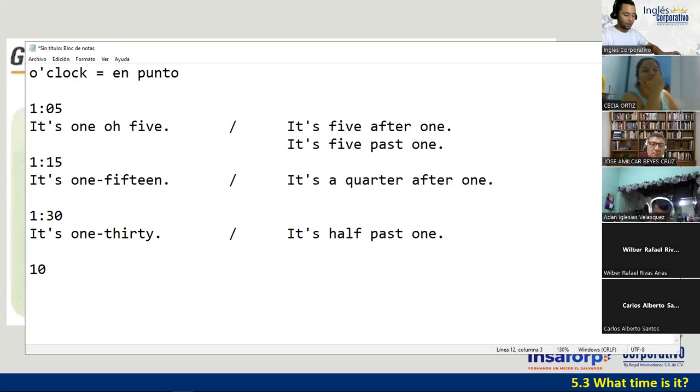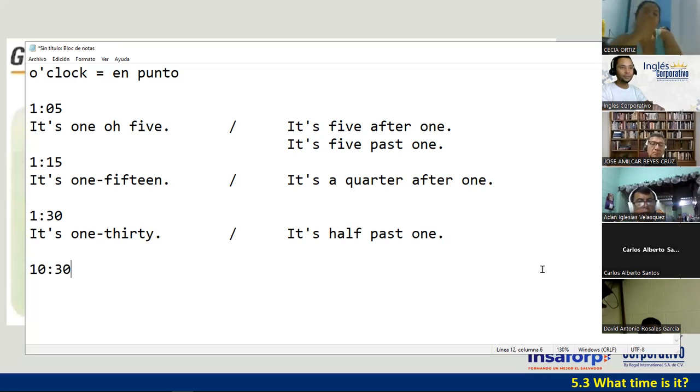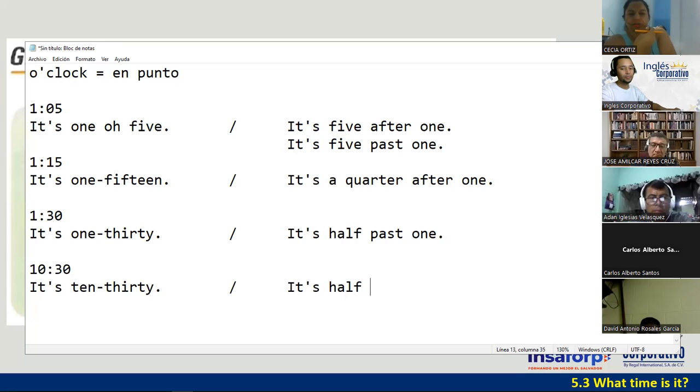Vamos a ver. How about this one? What time is it? I need a volunteer. Ceci Ortiz. It's 10:30. Okay. Or 10:30. It's half past 10. Okay, that's correct. It's 10:30. It's half past 10. Okay, very good. Thank you, Ceci. That is correct. Thank you very much. Okay, good.